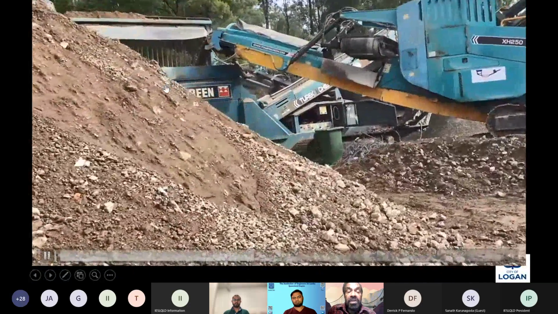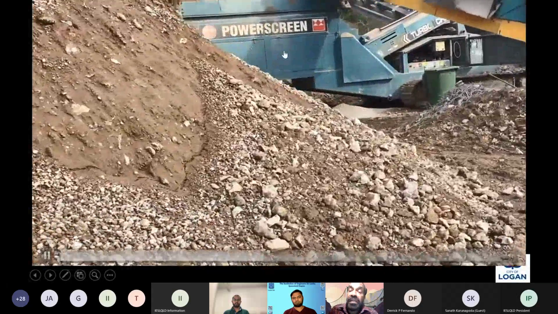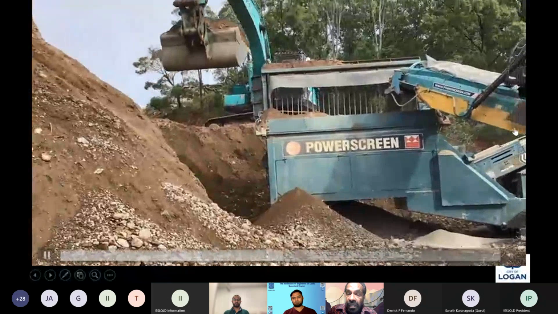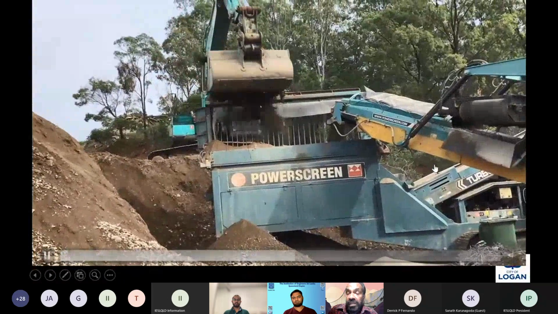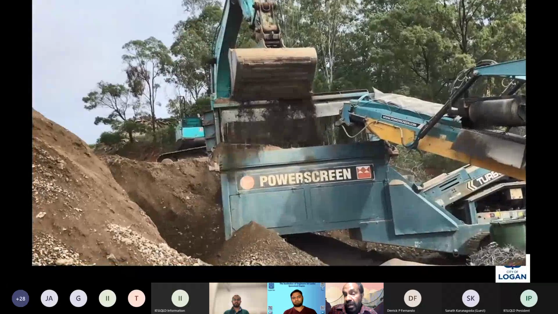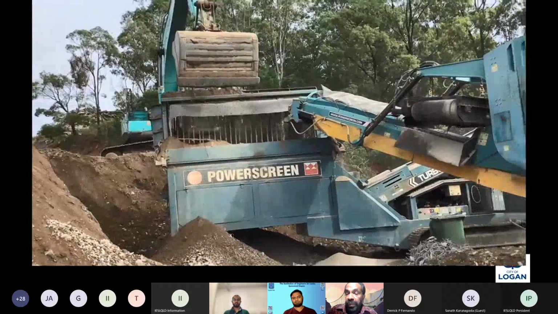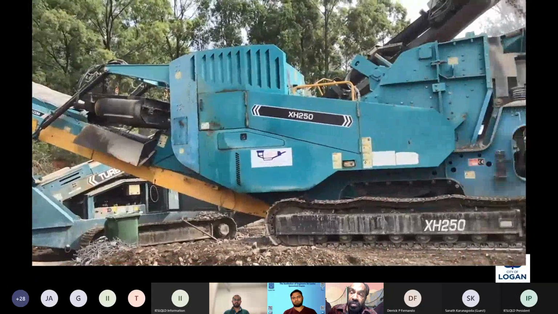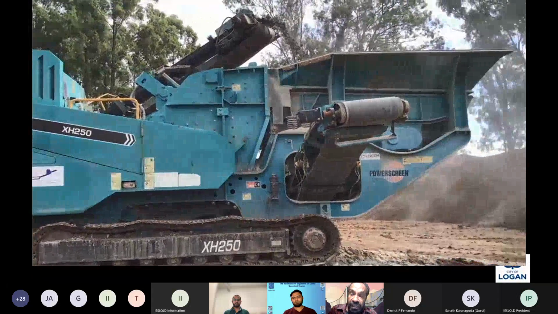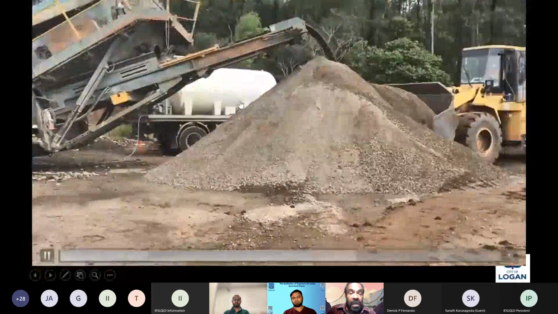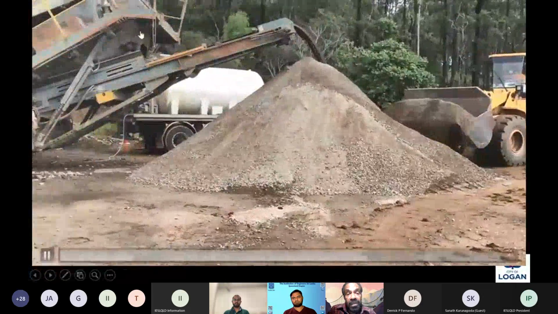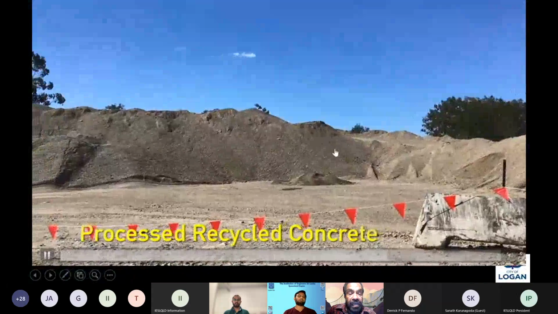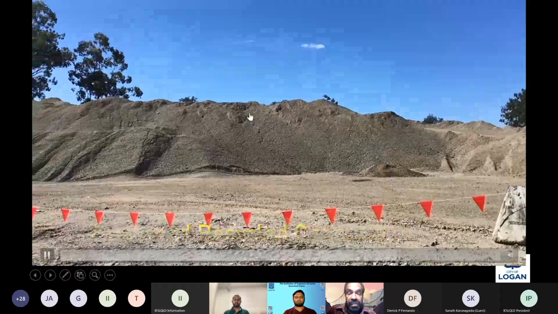As you can see, the screener is screening the material, and the oversized material goes through the crushing plant again. Now, you can see a huge amount of dust emitted during this operation. We engage a water cart, and the water line is connected to the crushing heads to reduce the dust. You can see the water cart here. After that, we get the graded aggregate which we require. This is the graded aggregate, the recycled crushed concrete aggregate.